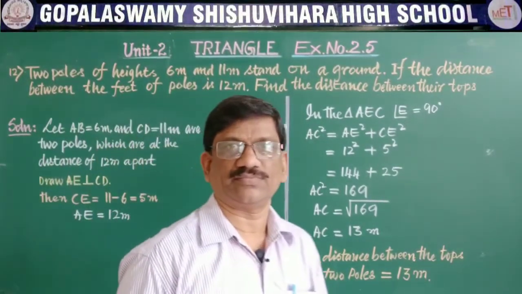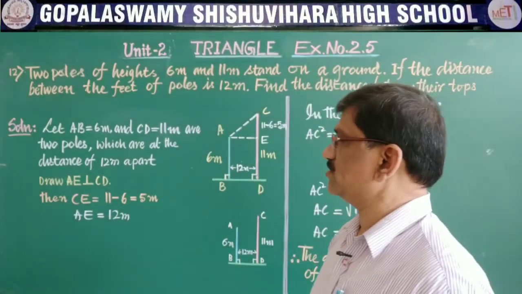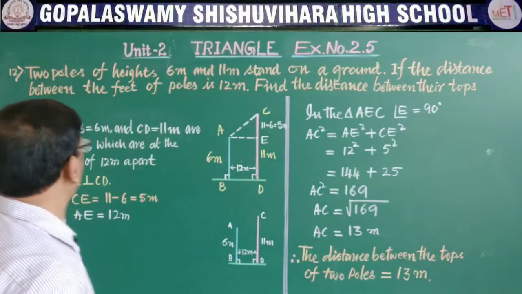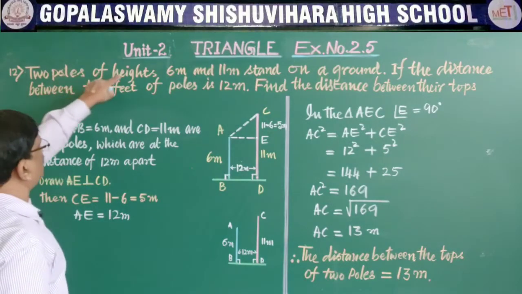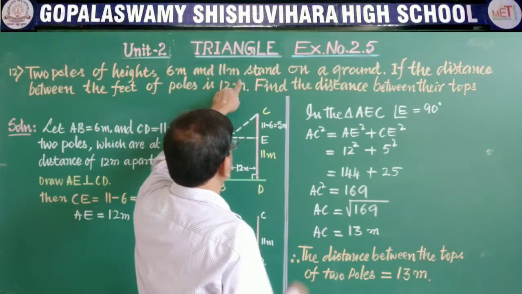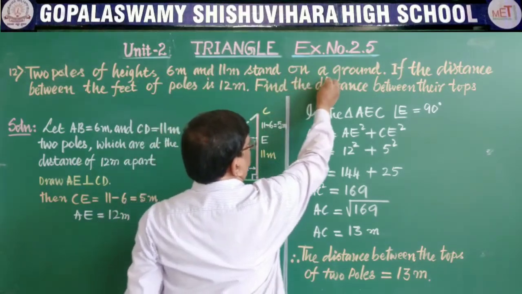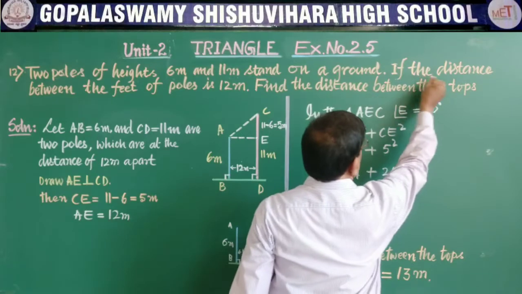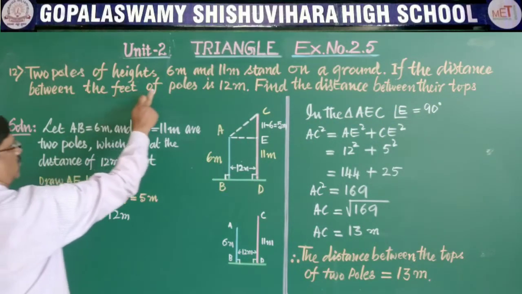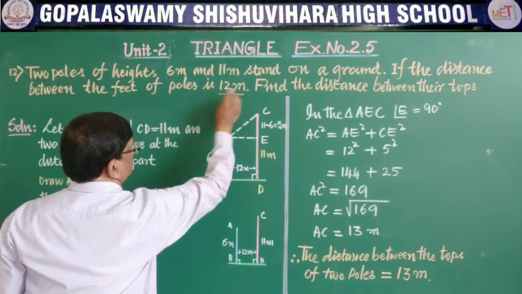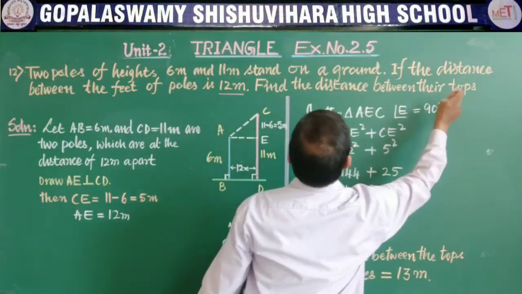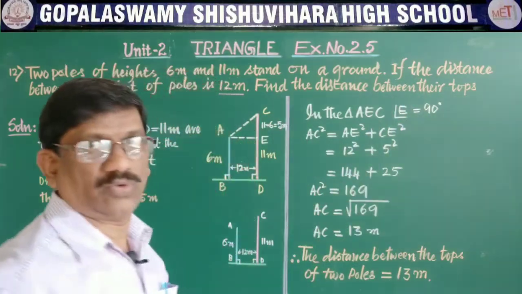Now children, we shall take up the next sum, that is the 12th sum in the exercise. You see what it says here. Two poles of height 6 meters and 11 meters stand on a ground. If the distance between the feet of the poles is 12 meters, find the distance between their tops.